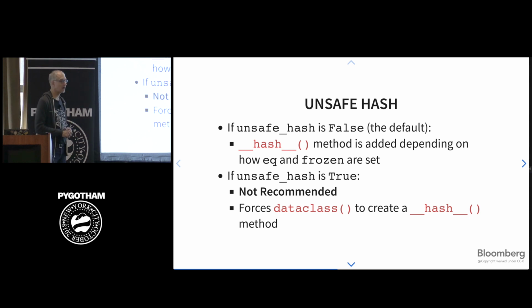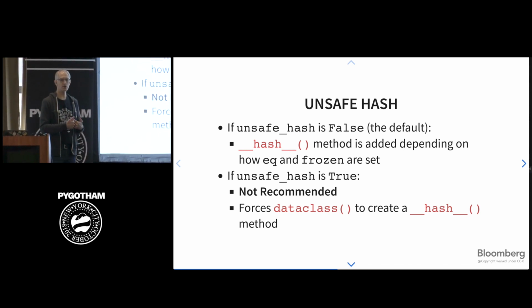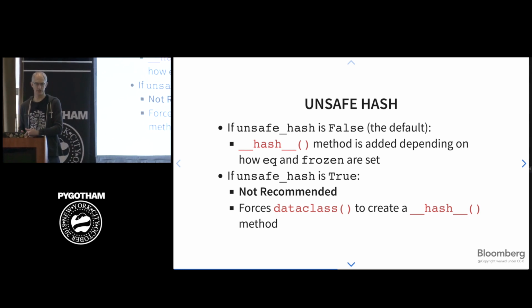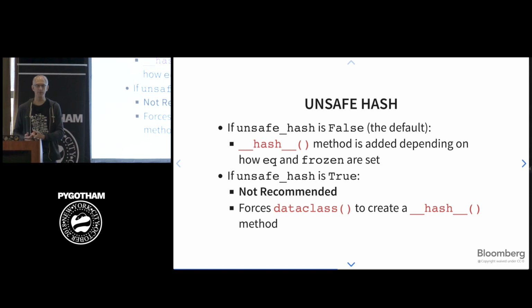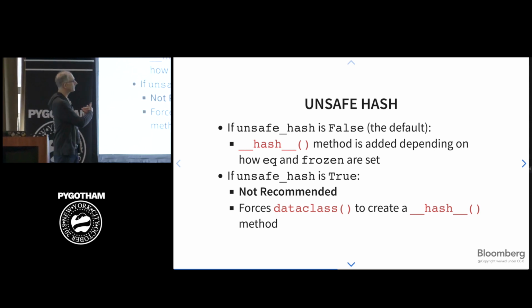Finally, there is unsafe hash. The default value, as we mentioned earlier, is false. The data class decorator will give me a hash method depending on the values for equal and frozen. So if I have a frozen data class that has an equal operator, I will typically get a hash method. And there's a little bit complicated logic within the implementation to decide when you get one and when you don't.